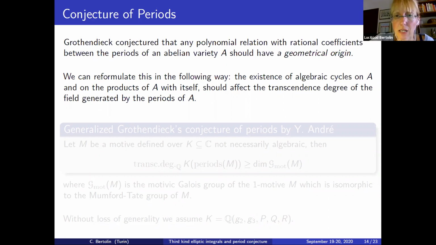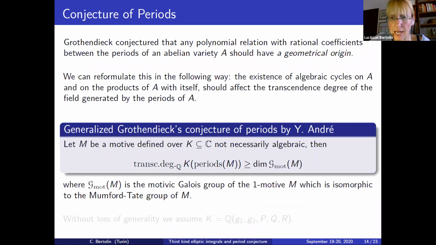So Deligne never wrote down, Grothendieck never wrote down an explicit conjecture. This was done essentially by Yves André, who generalized it to the case of 1-motives. He did it for any motive, but for us, it is the 1-motive that is important. The transcendence degree over K of the field generated by the periods of M is bigger than or equal to the dimension of the motivic Galois group of M.